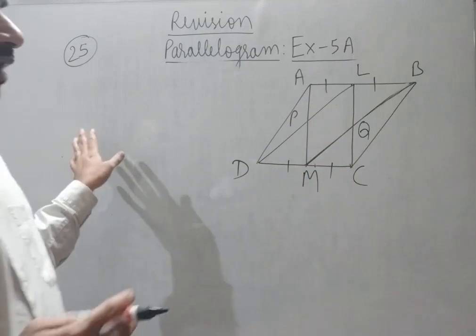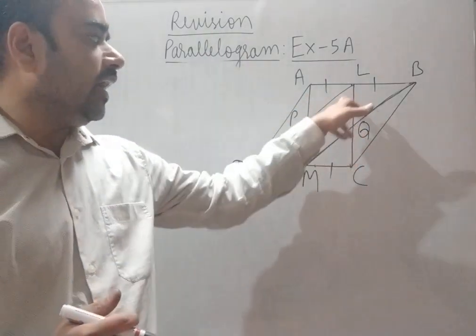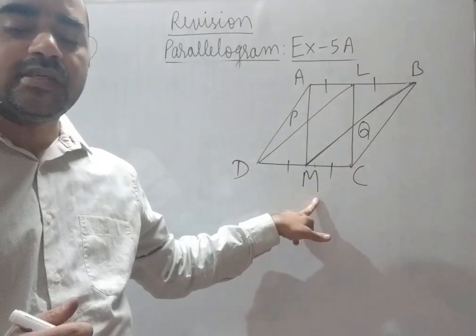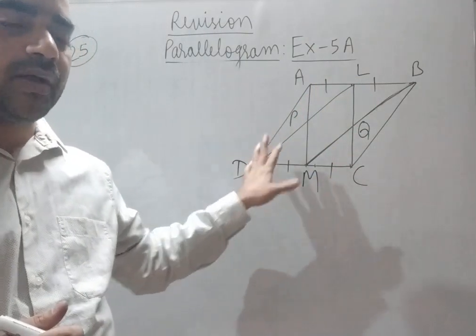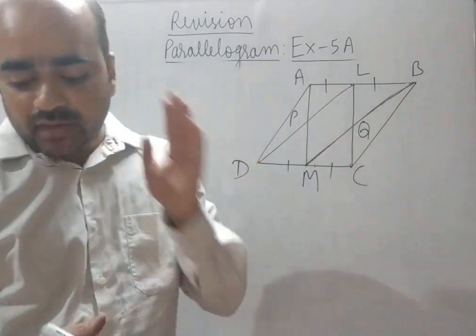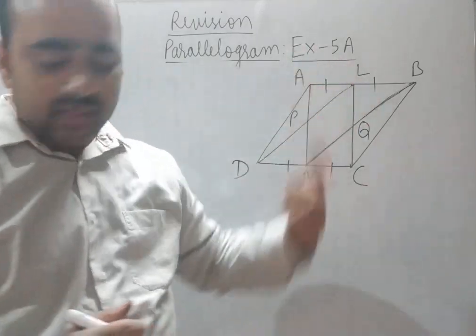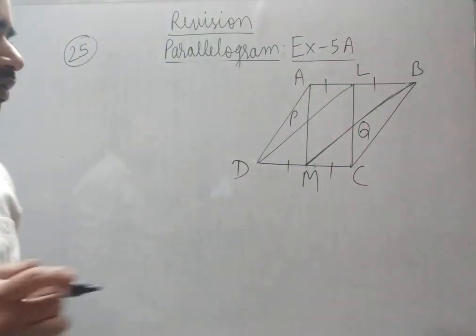Next is question number 25. What is given? ABCD is a parallelogram. L and M are the midpoints of opposite sides of the parallelogram. Intersecting points are P and Q. Finally, we have to prove that PMQL is a parallelogram.